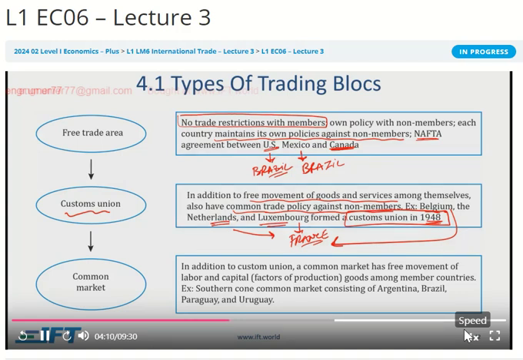policy against non-members. A common market is not only free movement of goods and services, but also of factors of production such as labor and capital among member countries. So think of Argentina, Brazil, Paraguay and Uruguay, where not only can you import and export goods without tariffs, but people and capital can also flow freely among these countries.